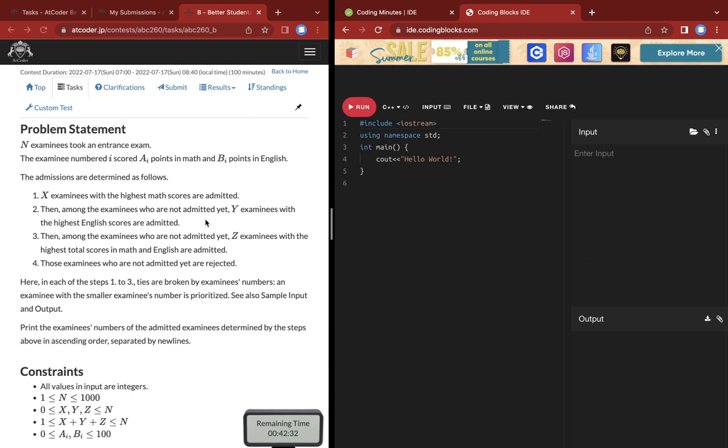In each of the steps 1 to 3, ties are broken by examinees' numbers. An examinee with the smaller examinee number is prioritized. See also the example and the constraints. Print the examinees' numbers of the admitted examinees determined by the steps above in ascending order, separated by new lines.